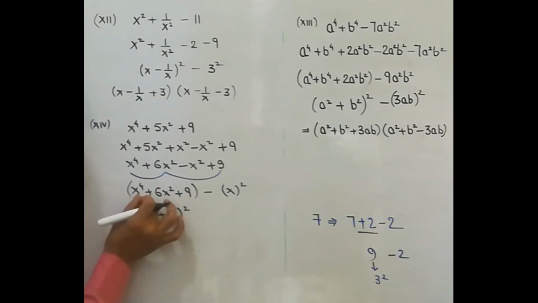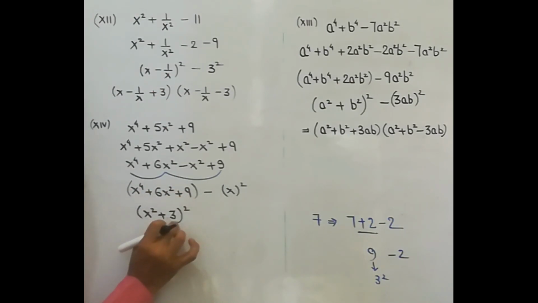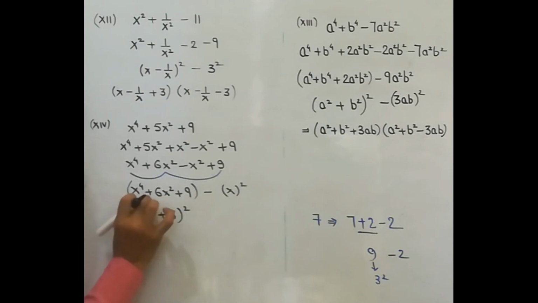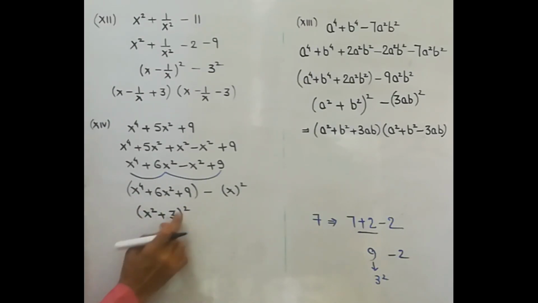If you expand it, you will get the same result. See, this is your square, this is your square. So you take the square root of it, this becomes a, this becomes b. And if the middle term is plus, you have to take plus. So a plus b whole square. If you expand it, you will get the same result.